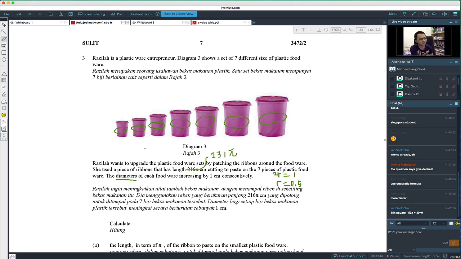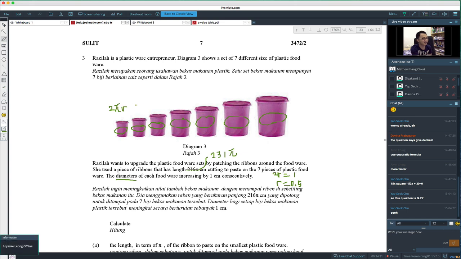The question does give you something: she used a piece of ribbon with the length of 231 pi, cut to paste on the 7 pieces of plastic footwear. The r here is the radius. It's not the ratio, it's not the same. This is not a GP question, this is an AP question. Because you want to make a circle, we know the circumference of a circle, the formula is 2 pi r. So I assume the first one is 2 pi r, and the second one is basically 2 pi, where my r becomes r plus 0.5.